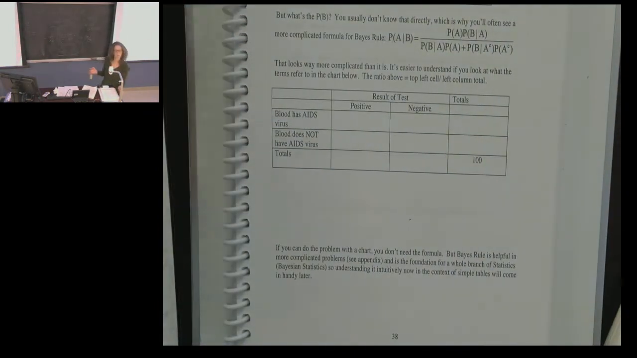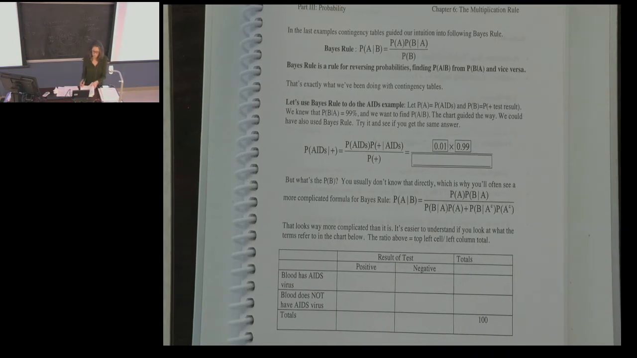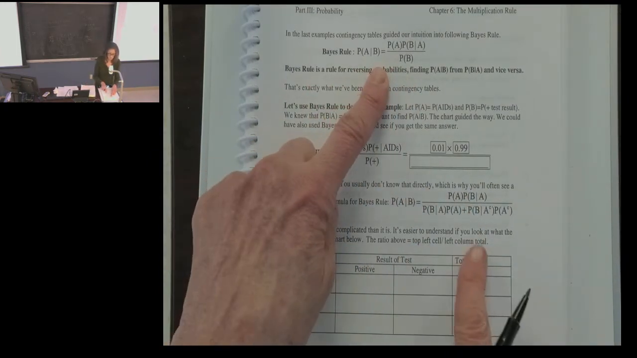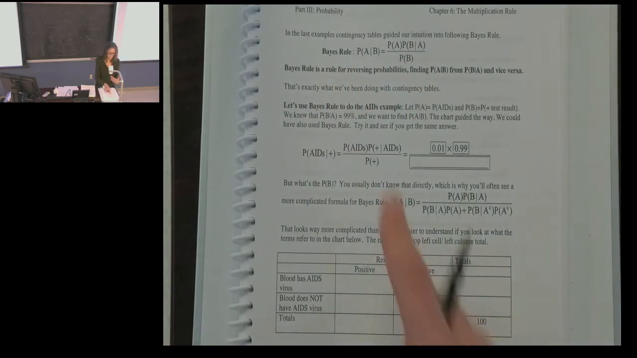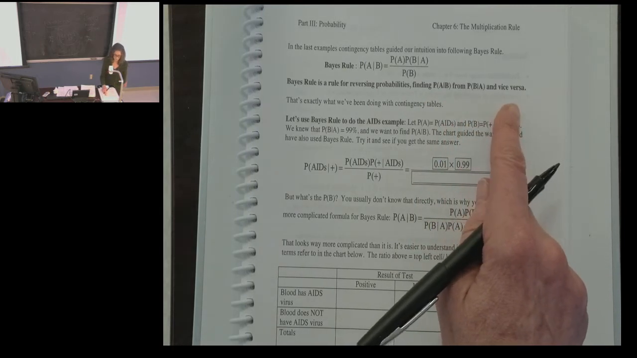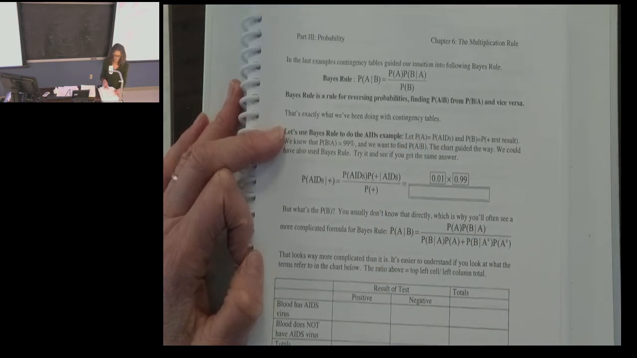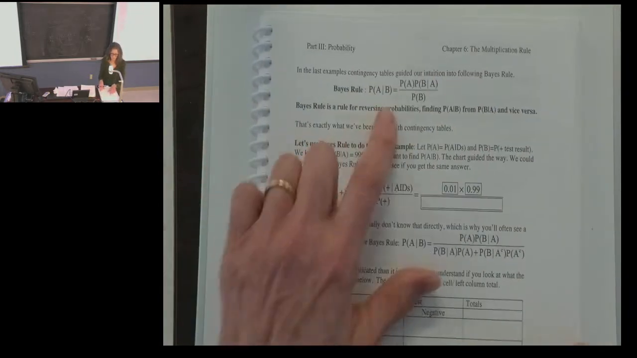So that leads us to Bayes' rule, because that's another way to do this problem, and this is where it's usually used, for problems like this. Bayes' rule is a way to reverse probabilities, finding the probability of A given B from B given A and vice versa. That's exactly what we've been doing with the contingency tables. I'd wait till here to tell you about it. So let's do that same thing.